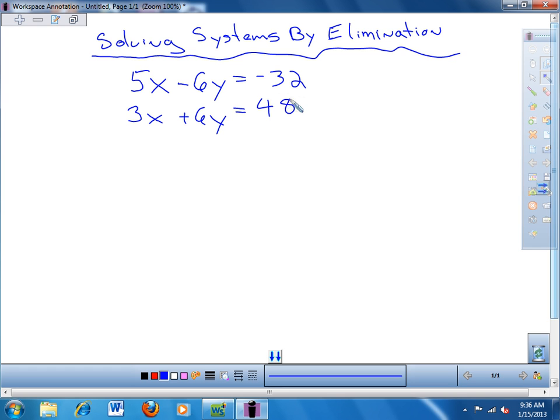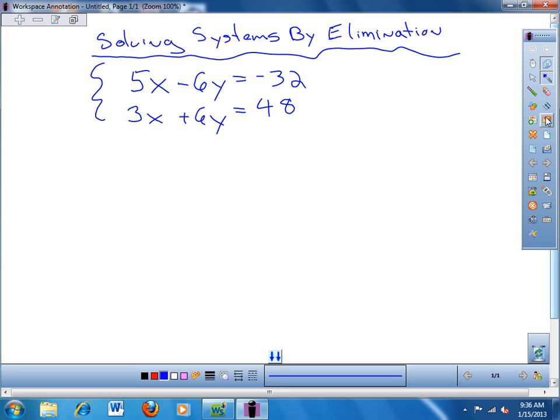Does anyone already know how to solve a system by elimination? Anyone know how to do this? Yeah. Elimination means you eliminate one of the variables, either the x's or the y's. Does anyone notice something special about this negative 6y and this 6y? They're almost the same, except one's a negative and one's a positive.